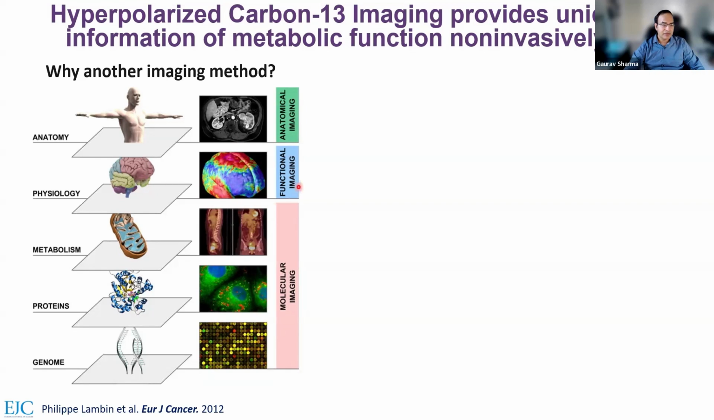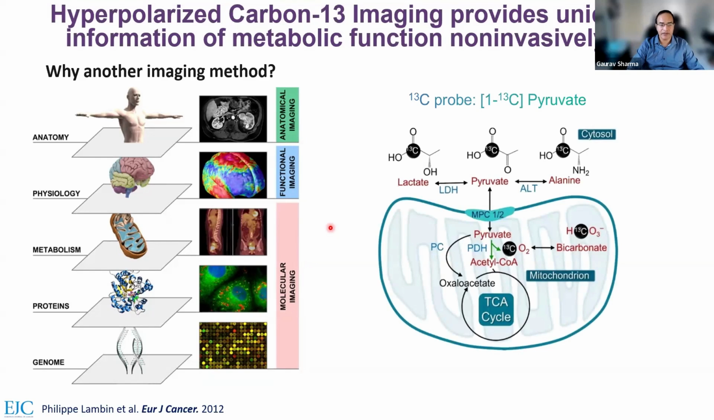Before I move forward, there is anatomical imaging, which is MRI, and functional imaging. Our interest is in metabolism, so I will talk about metabolism. We have a technology called hyperpolarized carbon-13 metabolic imaging. One of the probes we currently use most commonly is called C1 labeled pyruvate, and this is carbon-13 labeled.